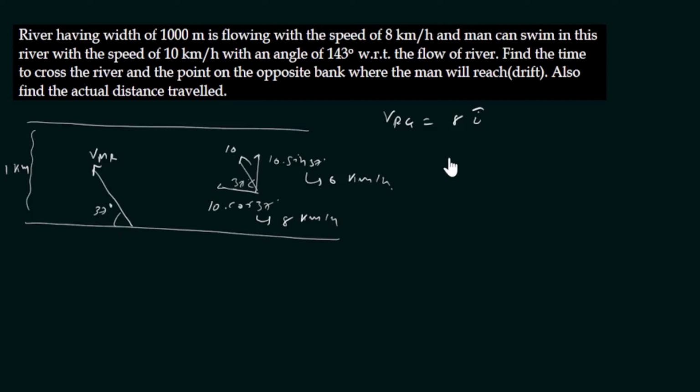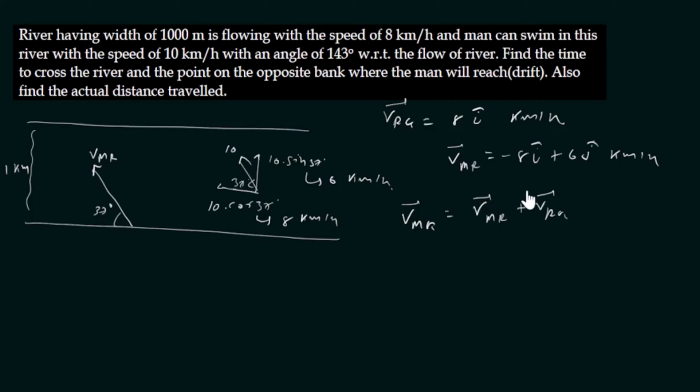Okay, so VMR basically is -8 i cap plus 6 j cap kilometer per hour. This is in kilometer per hour. So what will be the speed of man with respect to ground, which is VMG? It is going to be VMR plus VRG. I'll add these both, so I'll get only 6 j cap kilometer per hour.